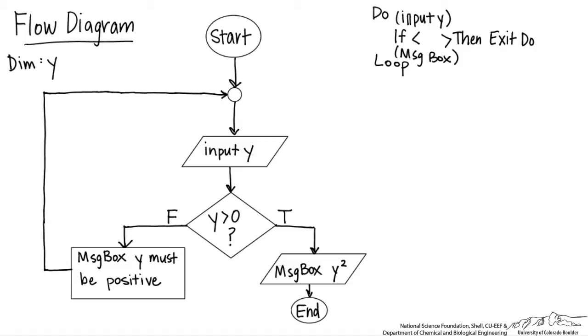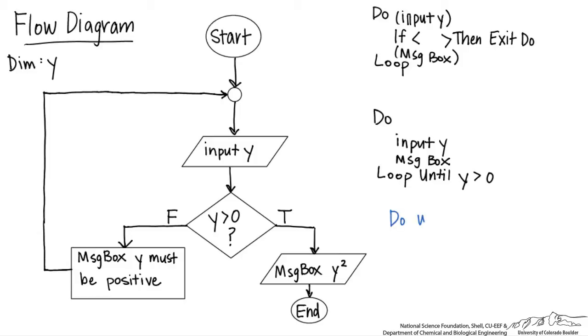And then if this condition is not satisfied, then we're going to display the message box that says your value for y must be positive. And then we go back, ask the user for another y, and we keep going until y is greater than 0. Another way we can set this up, as written in the flowchart, is we do and we loop until y is greater than 0. So here we would have our input y, and we would have our message box. And we're going to keep doing this until y is greater than 0.